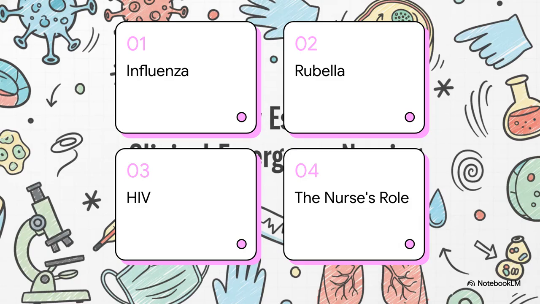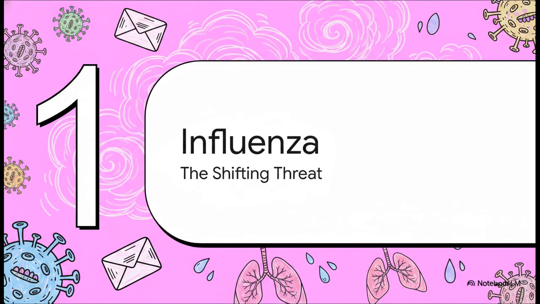We'll be detailing the seasonal threat of influenza, the hidden congenital danger of rubella, and the complex management of HIV, wrapping up with exactly how your role as a nurse ties it all together. All right, Section 1, Influenza, the shifting threat.